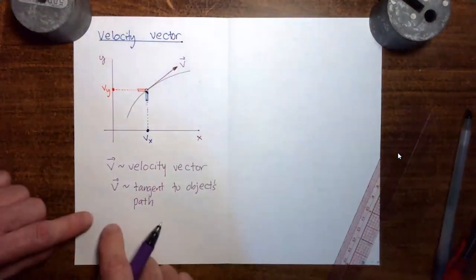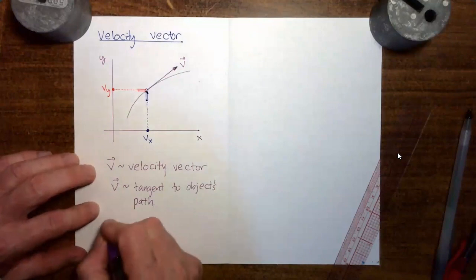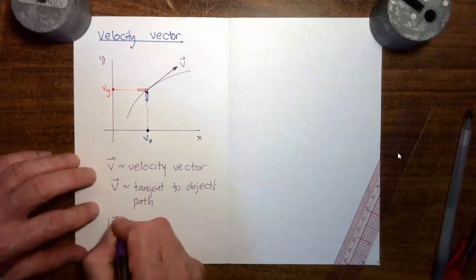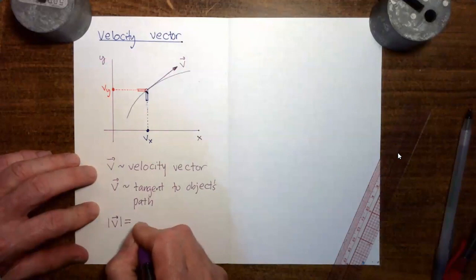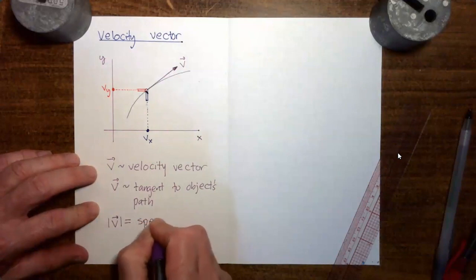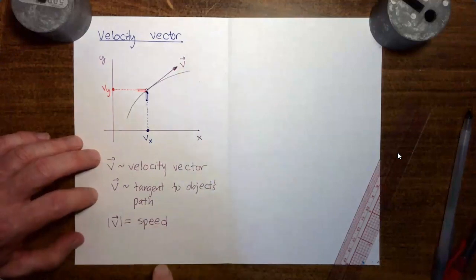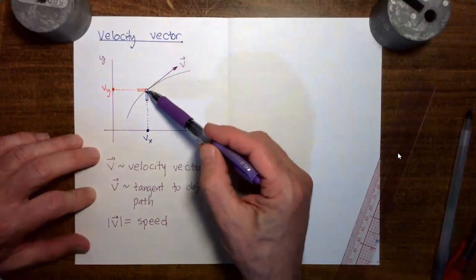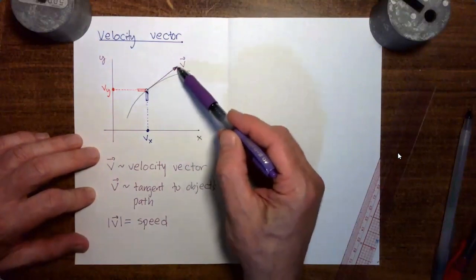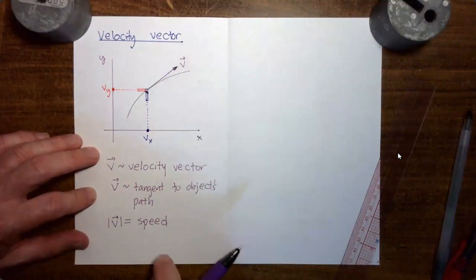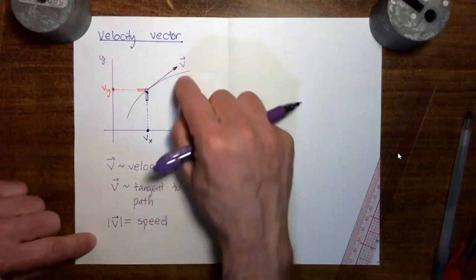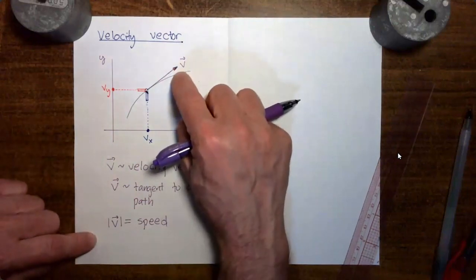The other thing you need to know about the velocity vector is that the magnitude of the velocity vector is equal to the speed of the object. So here I've given you a complete definition of the velocity vector. The direction of the velocity vector is tangent to the object's path, pointing in the direction of motion, and the magnitude of the velocity vector is the speed of the object.